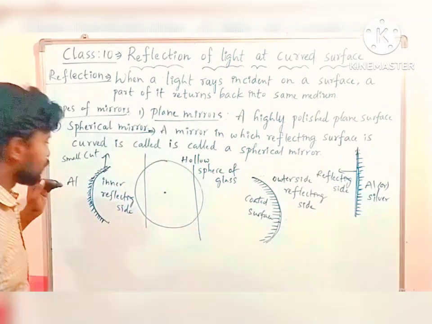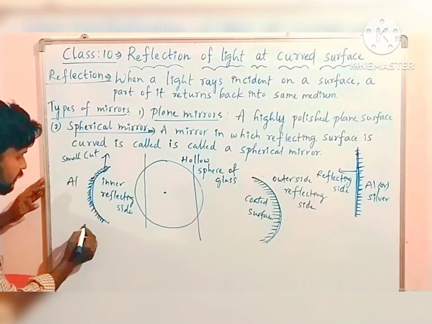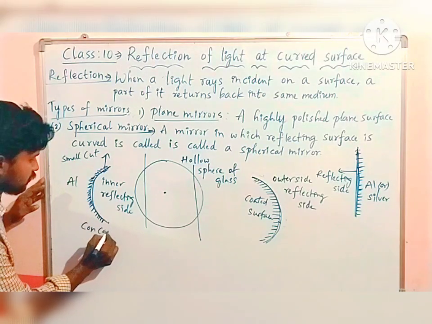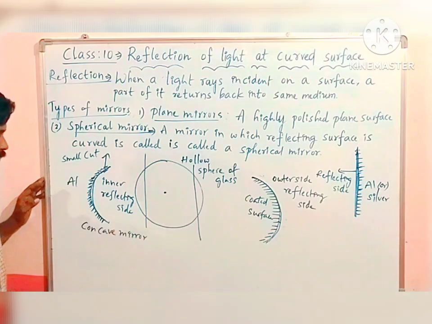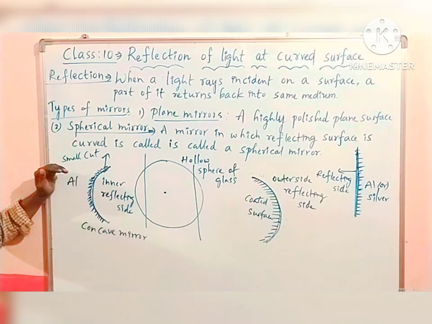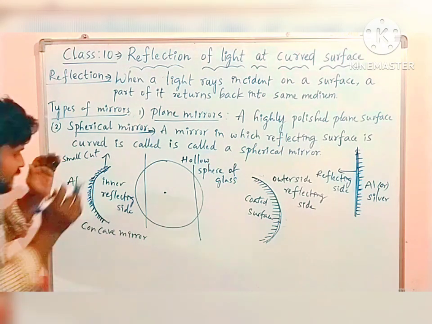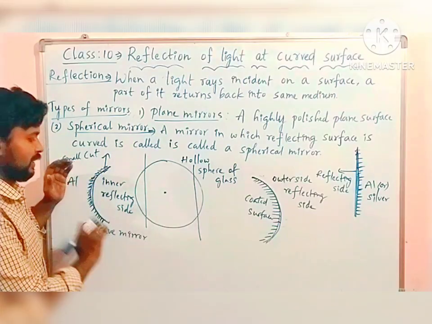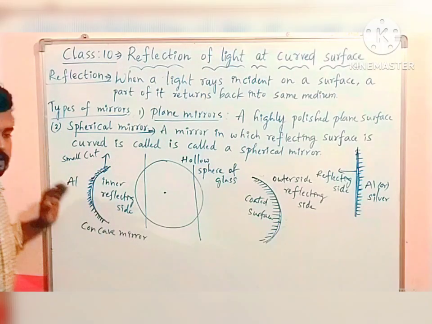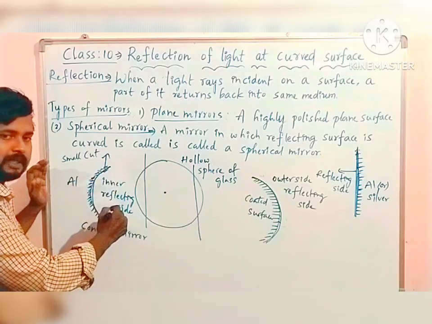Next, what does concave mirror mean? This is a concave mirror. A concave mirror means a spherical mirror in which the inner surface acts as a reflecting surface. So a concave mirror is a spherical mirror.